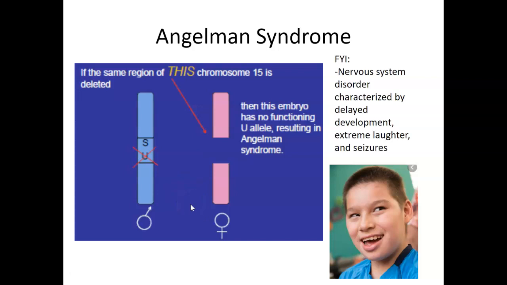If you inherit the same exact mutation, but from the maternal chromosome, now you don't actually make the U gene, but this time you do make the S protein.